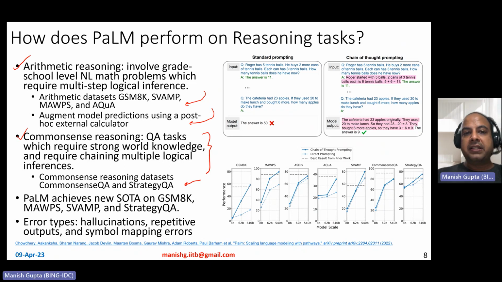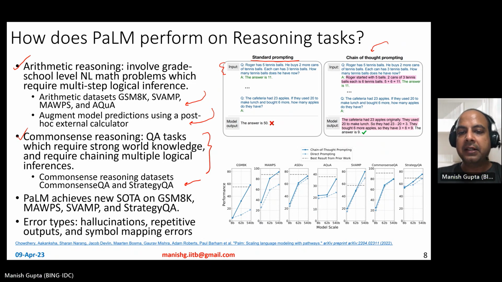And then they also used chain of thought prompting, because chain of thought prompting has been shown to give better results compared to standard prompting. So here are examples of standard prompting and chain of thought prompting. In standard prompting, you can basically just say, here is the question: Roger has 5 tennis balls. He buys 2 more cans of tennis balls. Each can has 3 tennis balls. How many tennis balls does he have now?